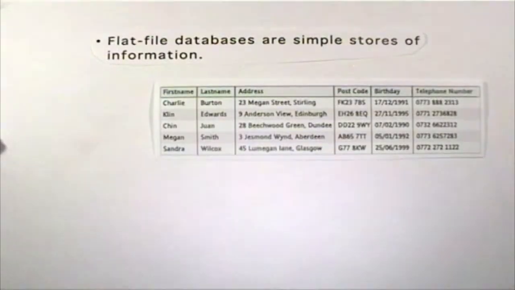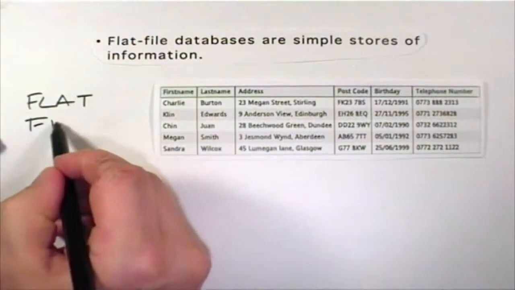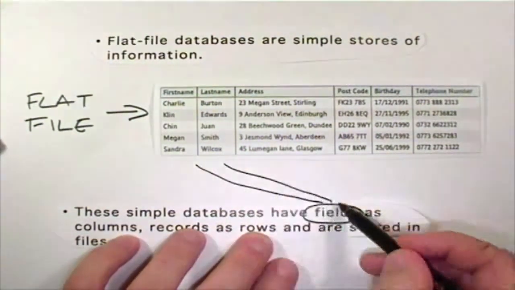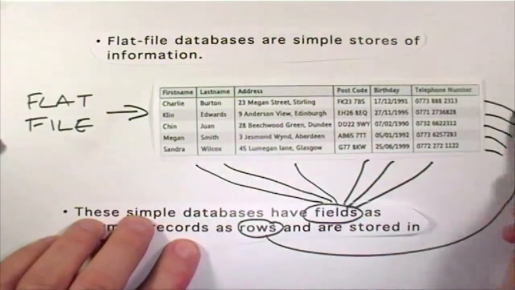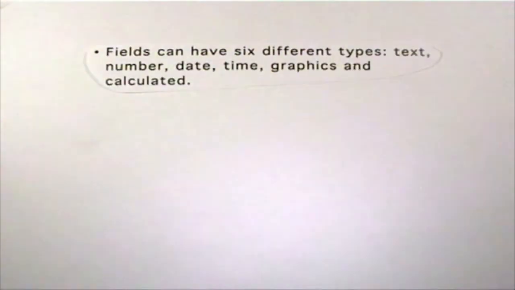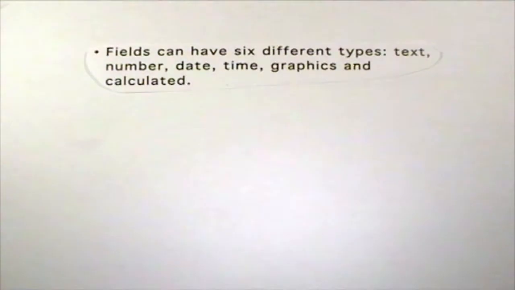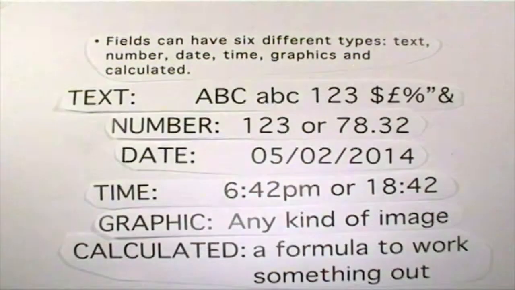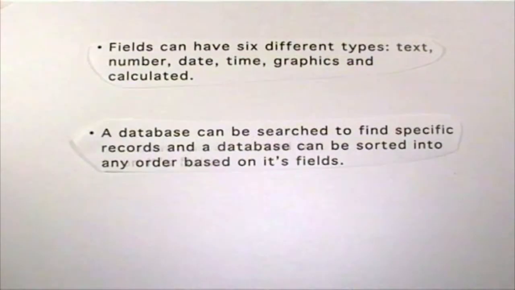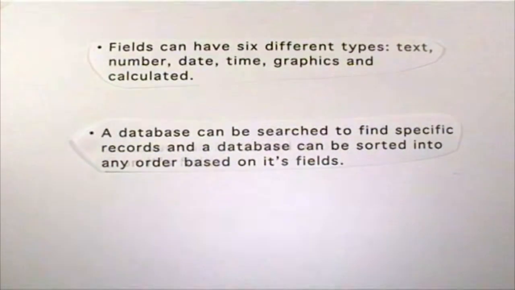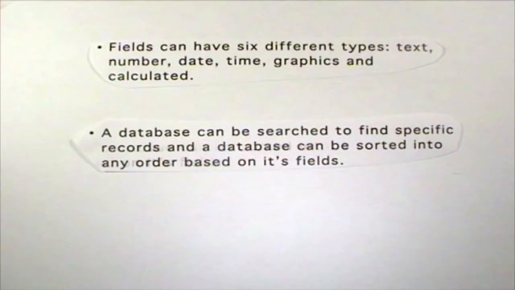So some things to remember. Flat file databases are simple stores of information. These simple databases have fields as columns, records as rows, and are stored in files. Fields can have six different types: text, number, date, time, graphics, and calculated. A database can be searched to find specific records, and a database can be sorted into any order based on its fields.